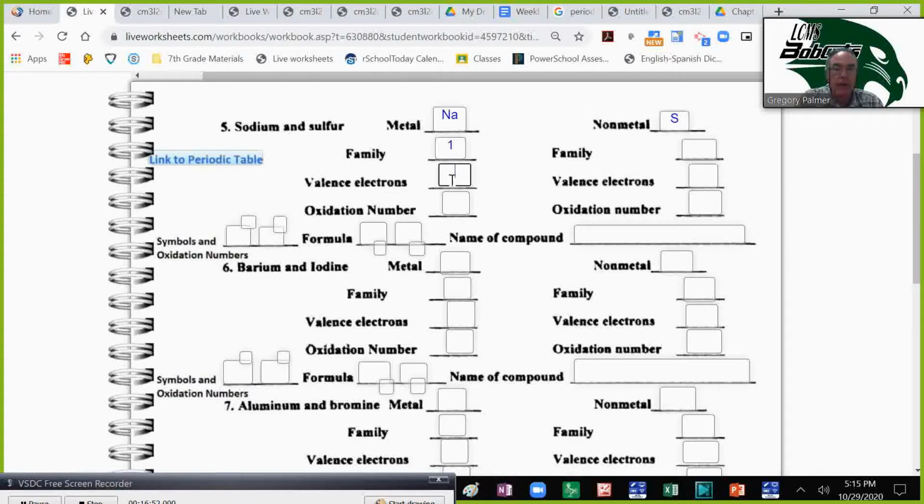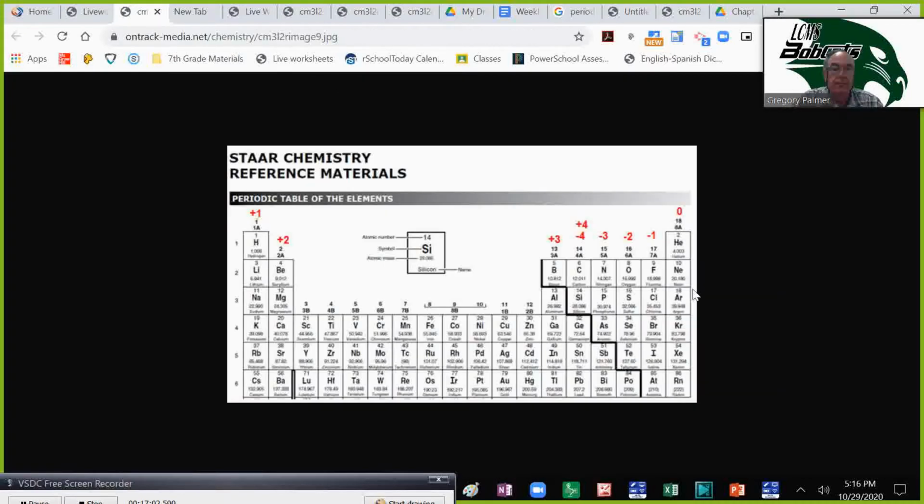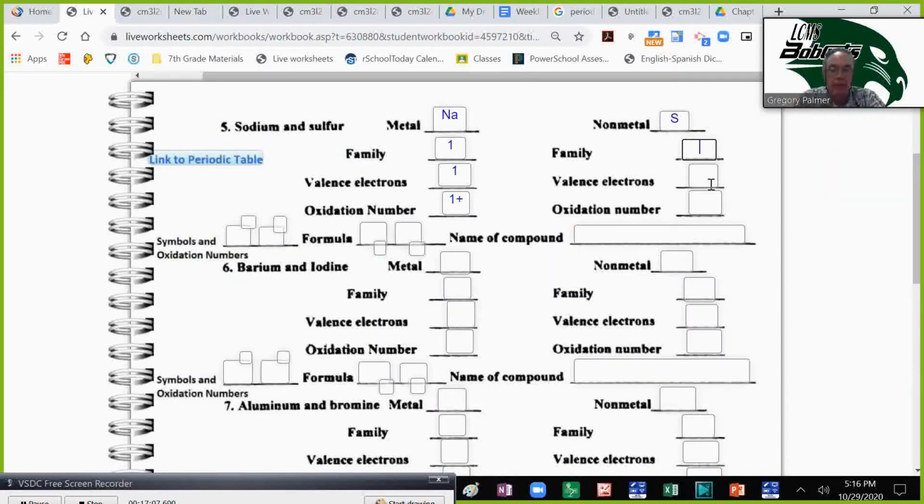Sodium is in family 1, has 1 valence electron, and we said the oxidation number for family 1, 2, and 3 was the same as the family number, so it's a 1. Okay, sulfur is in family 6, that means it has 6 valence electrons, and we said the oxidation numbers for family 5, 6, 7, and 8 were the number of electrons needed to get to 8. So we have 6 as the family number, and it's going to take 2 negative electrons to get to a total of 8. So step 1, write the symbol with its oxidation number.